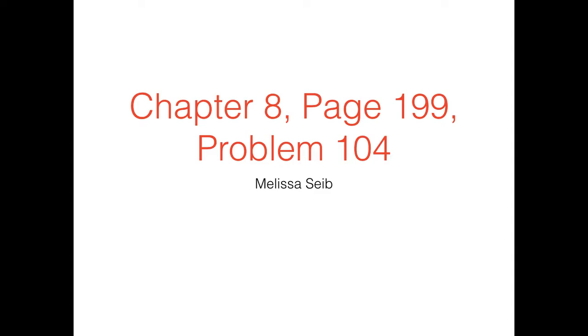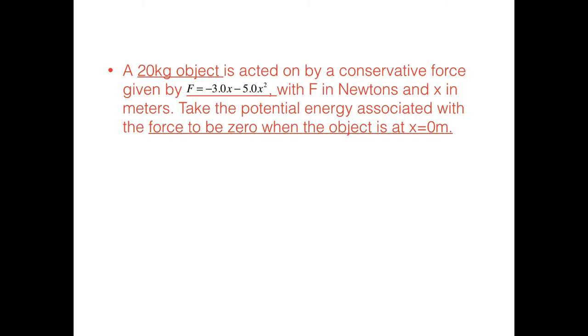Chapter 8, Problem 104, by me, Melissa Seib. A 20 kilogram object is acted on by a conservative force given by F equals negative 3x minus 5x squared, with force in newtons and x in meters. Take the potential energy associated with the force to be 0 when the object is at x equals 0 meters.